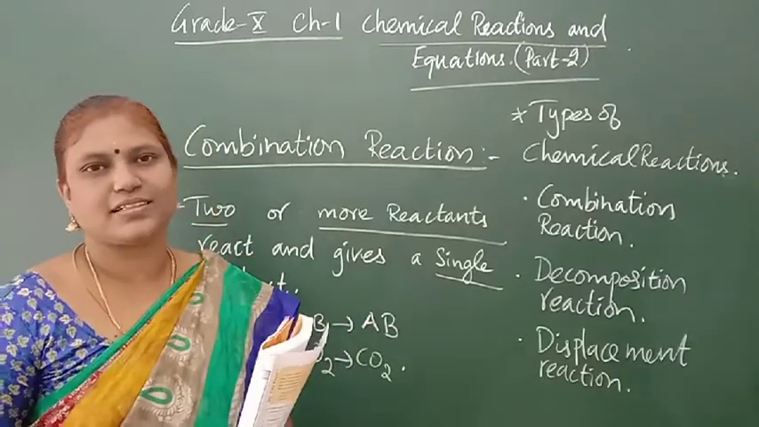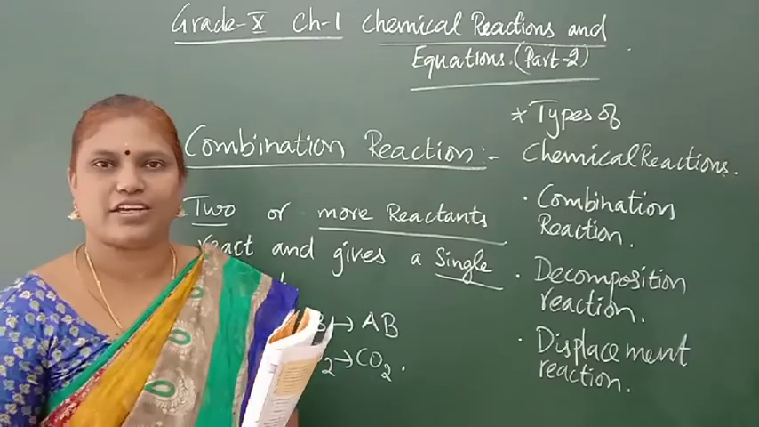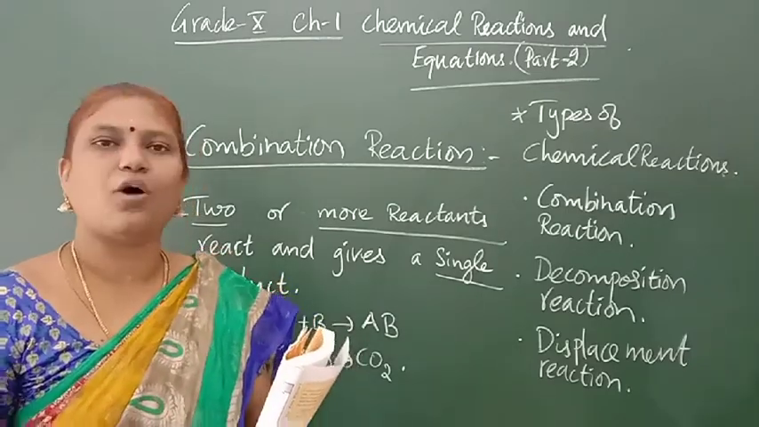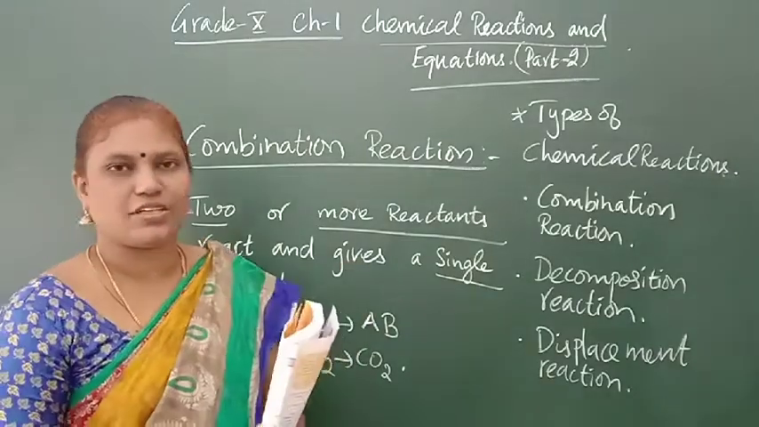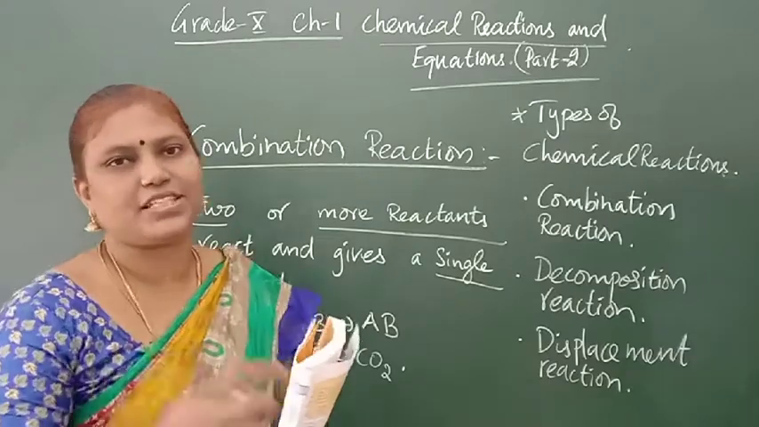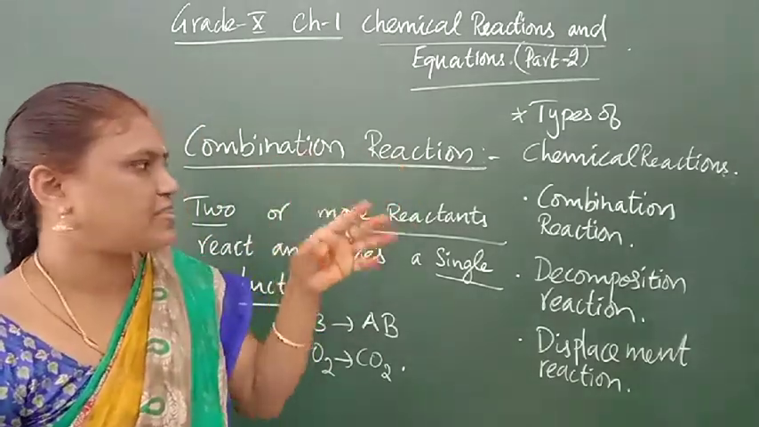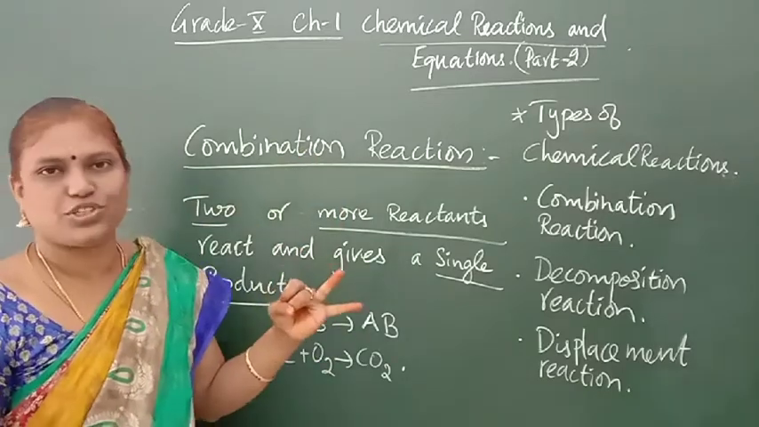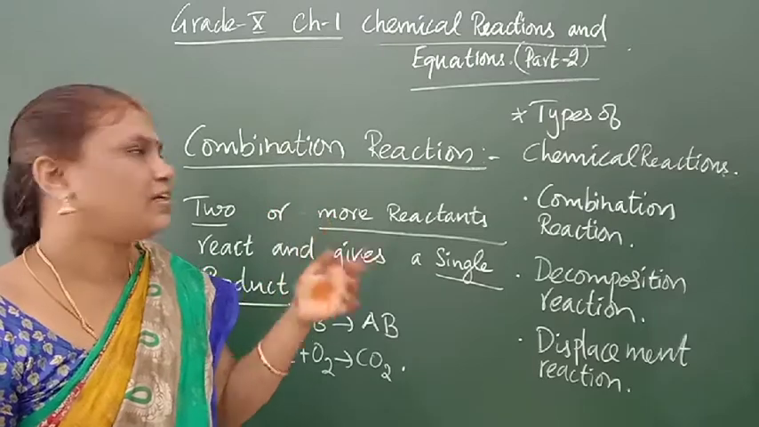We are going to revise chapter 1, the second part. We have already seen chemical changes, chemical reactions, and how to balance them in the last revision schedule. Today we are going to see the types of chemical reactions. First we are going to see the combination reaction. There are 4 types: combination reaction, decomposition reaction, displacement reaction, and double displacement reaction.